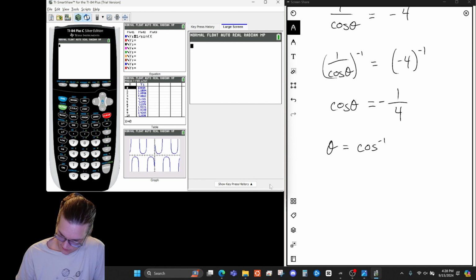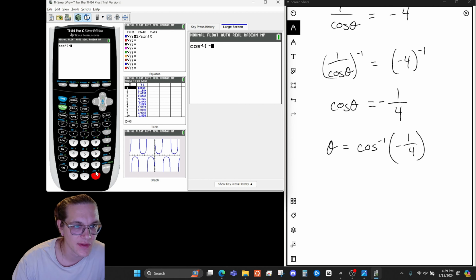We'll make sure we're in radians, which we are. So we'll do shift inverse cosine of the negative sign. Remember not to use subtraction, but the negative sign, 1 over 4. And then the calculator will tell us 1.823-ish, approximate. And since we're working with cosine, a period is 2 pi.